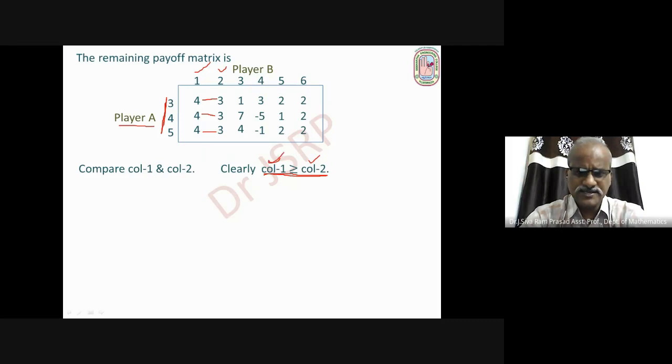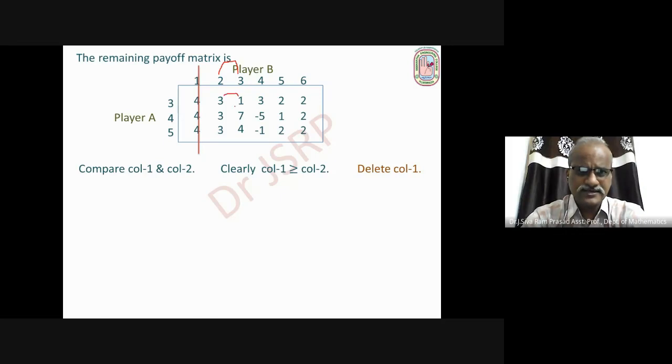Since player B is the minimax player, we delete the column on the higher side. So delete column 1. Cross off column 1 in the payoff matrix. Next, compare the second column and the third column.